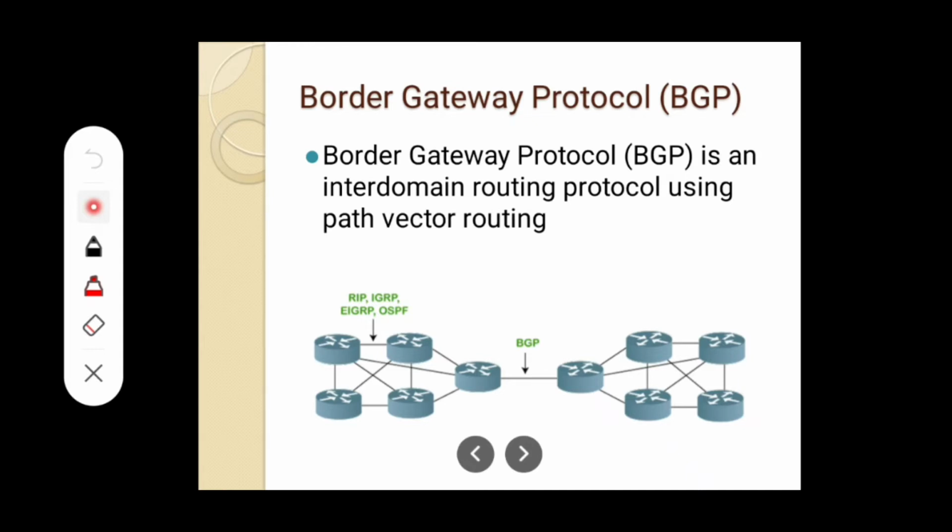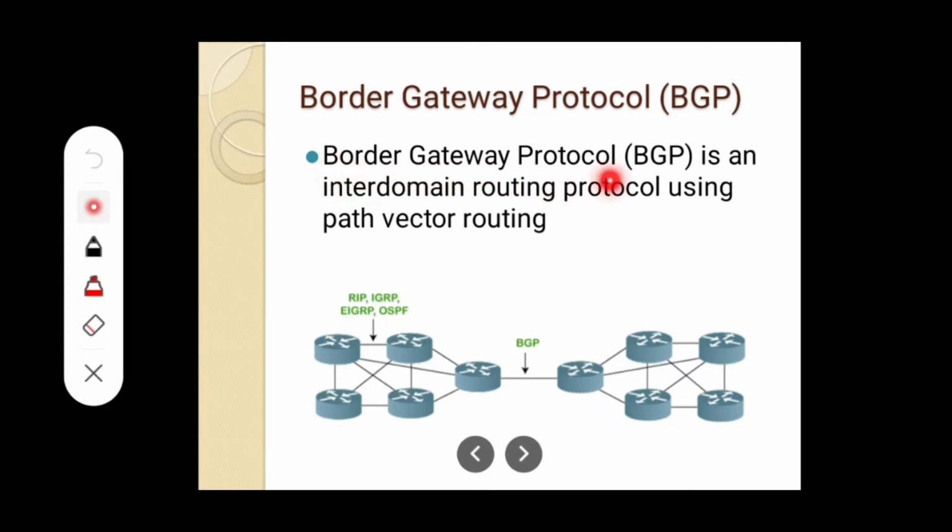Don't confuse the terms. The routing performed within an autonomous system is called intra-domain routing, and the intra-domain routing protocol we have learned is OSPF. The routing between the autonomous systems is done using an inter-domain routing protocol, called BGP. So, Border Gateway Protocol.